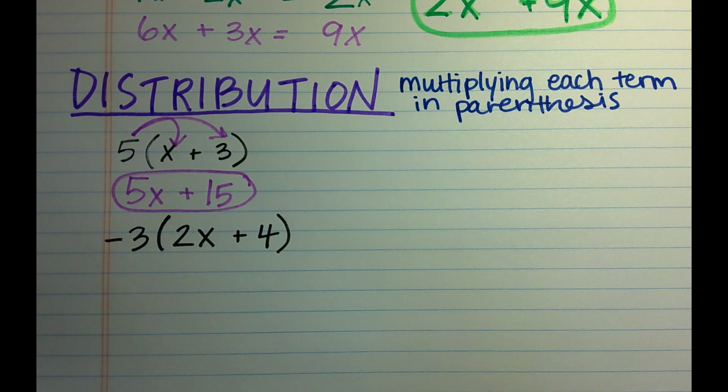What happens when I multiply a negative number times a positive number? You get a negative answer. Yes. Quick review on multiplication rules for positives and negatives.